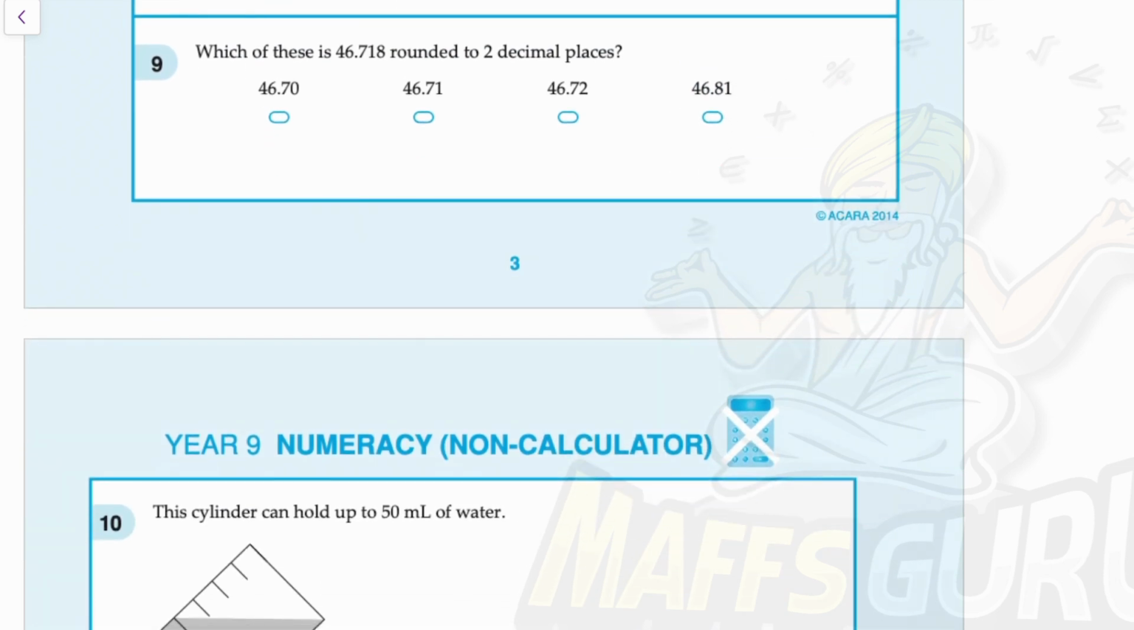Which of these is 46.718 rounded to 2 decimal places? Now when I round to 2 decimal places, I tend to do a dotted line here, and I say, okay, well, is this number more a 5 or more? It is, so it makes the number before 1 higher, and all the other numbers stay the same. So it'd be 46.72 as my correct answer.